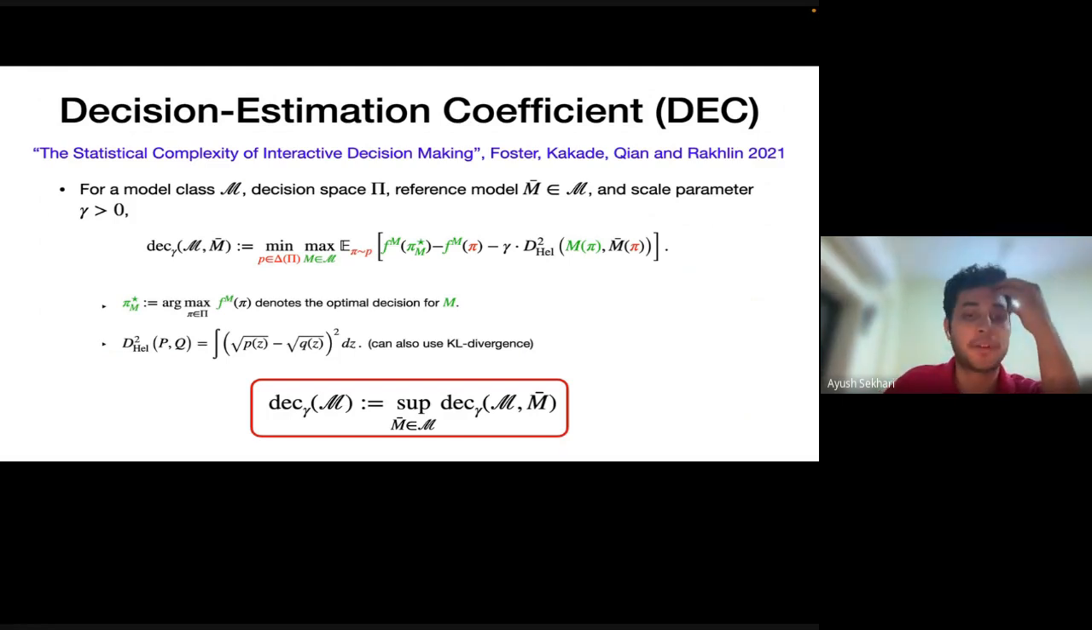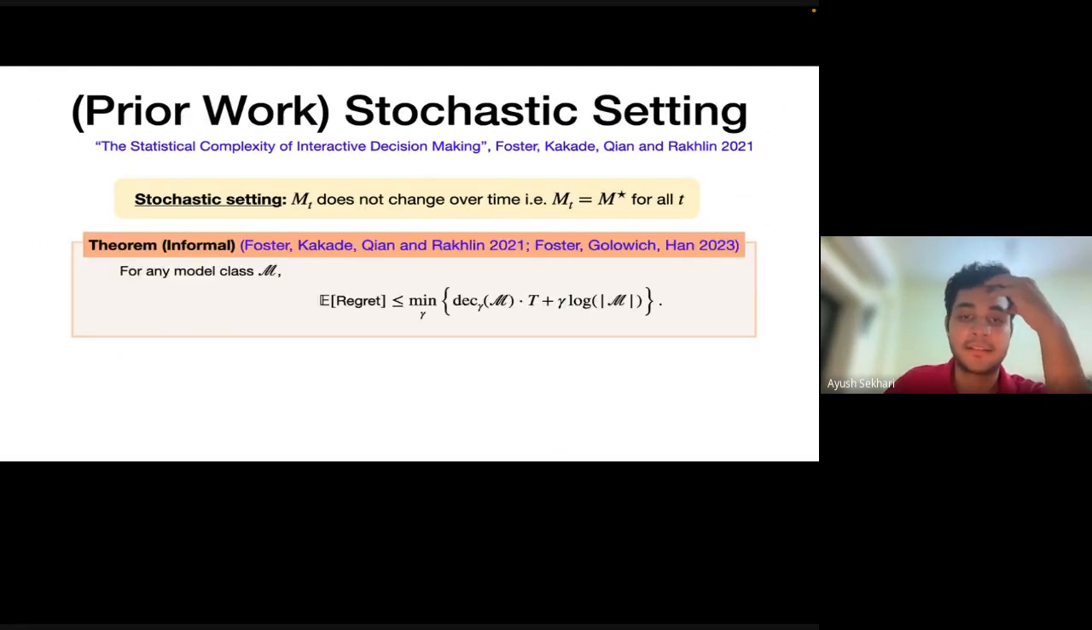Okay, so now let me go forward and show you what we know for the stochastic setting. In the stochastic setting, these prior works showed that the expected regret given a model class script M is upper bounded in terms of an optimal trade-off for the scale parameter gamma of the decision estimation coefficient of model class script M at the scale gamma times T plus gamma log M.